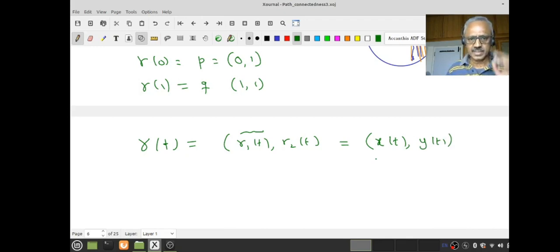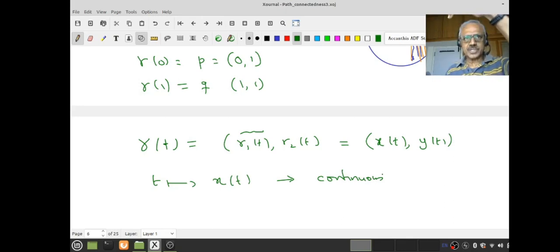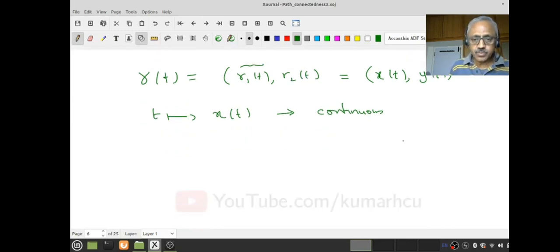Do you understand that? Now let's look at the map t going to x(t). This is continuous. Do you agree with that? Why is this continuous? Because t going to gamma(t) is continuous, followed by the projection onto the first factor. From R^2 to R, the projection map is continuous. It's a first degree polynomial, we know that. So this is a continuous map. Do you follow that?